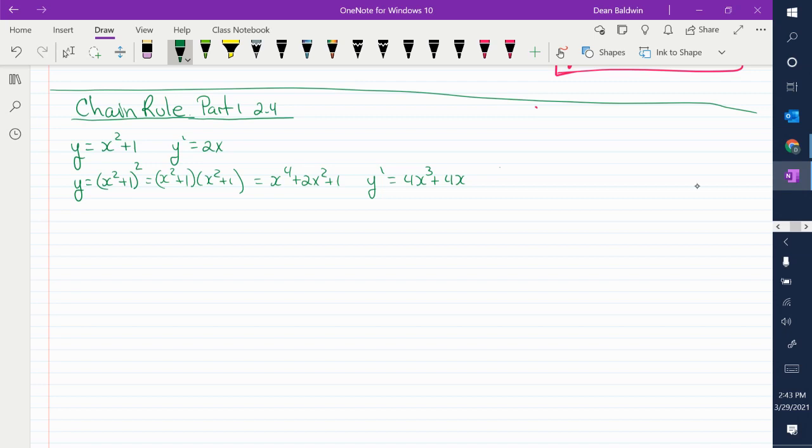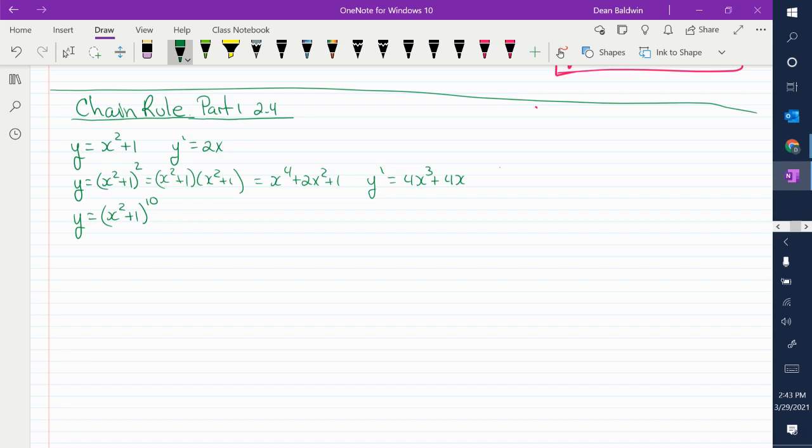But if I said, do this, x squared plus 1 to the 10th power, you're not going to write out x squared plus 1 ten times and either multiply it all together or use product rule on 10 functions. It's going to be massive.